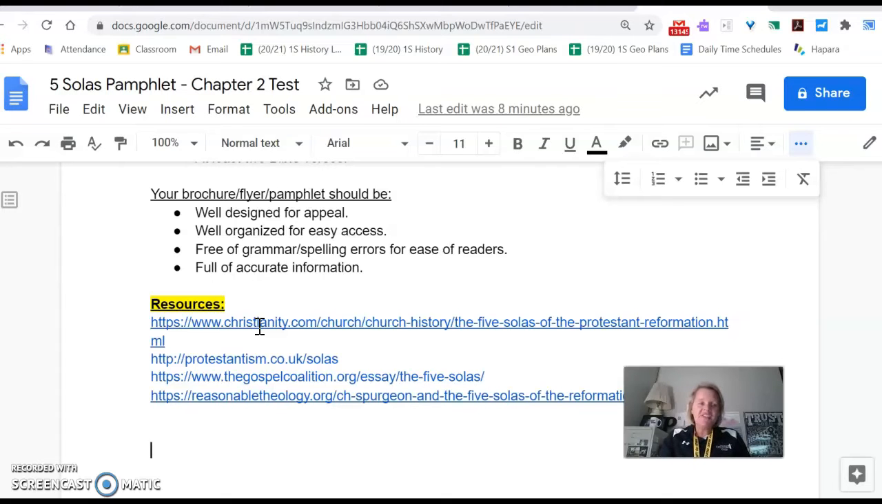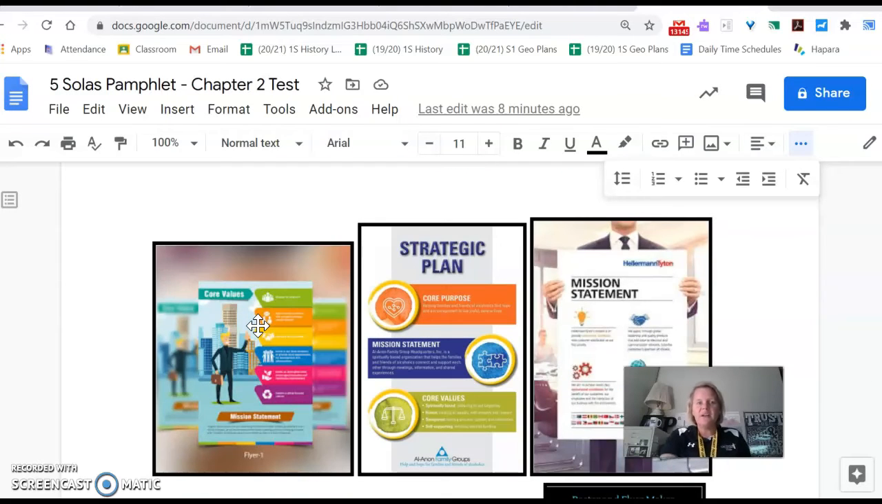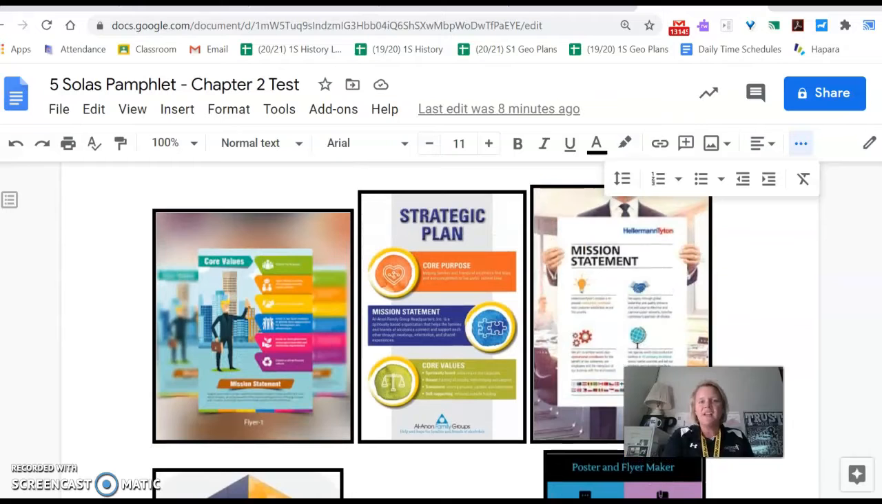Now, just to give you an idea, I've also included some flyers. Of course, you're not creating a strategic plan or a mission statement, but I think this gives you an idea of how you can have an icon with a heading and then a description.